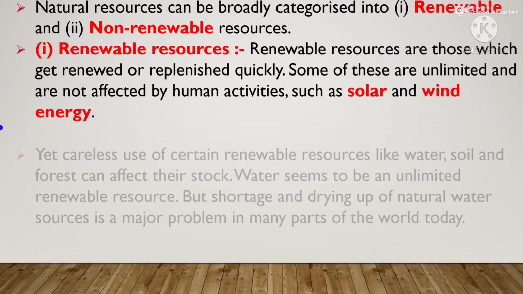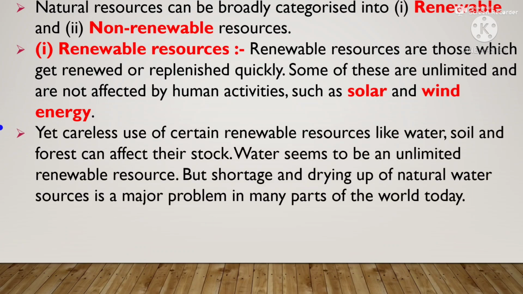So, yet careless use of certain renewable resources like water, soil, and forest can affect the stock. Water seems to be an unlimited renewable resource, but shortage and drying of natural water source is a major problem in many parts of the world today. Yes, these are renewable resources. Although these are renewable resources, we have to take care of them. Otherwise, our activities will affect their stock.